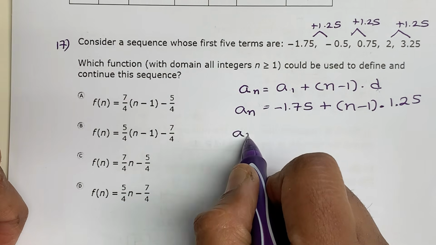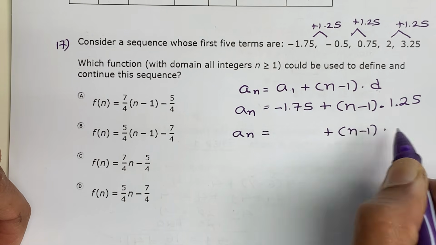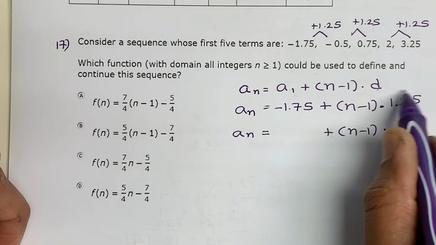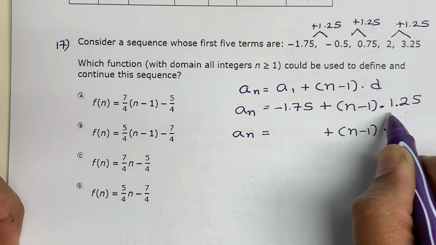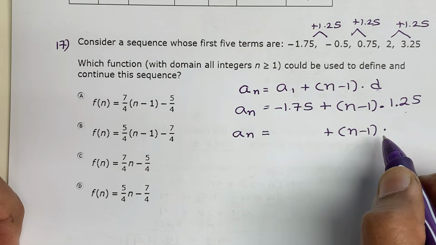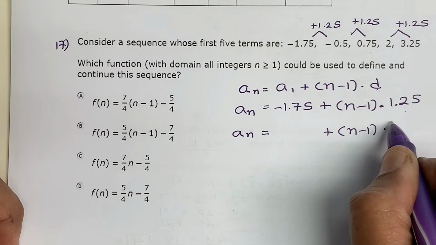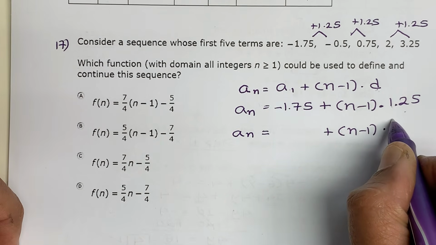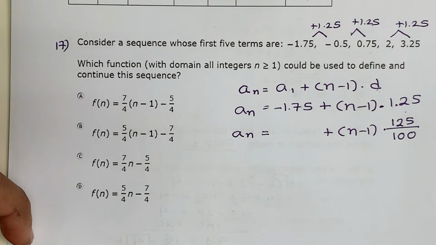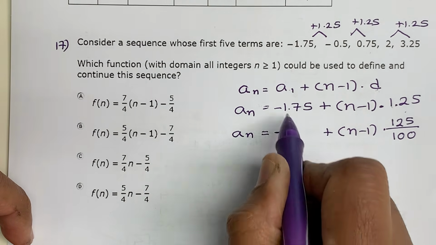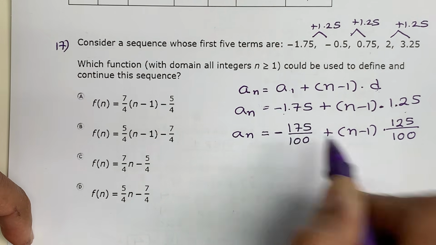All right, so let's see. An equal, okay, now I'm gonna go here and I'm looking at this decimal 1.25. Now 1.25 is bigger than 1, right? So if you want to go from a decimal to a fraction, I can go 1.25 is the same as 125 divided by 100. And if I come here, 1.75 is the same thing as 175 divided by 100.